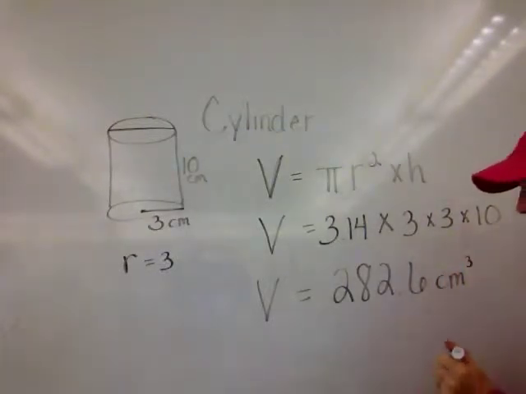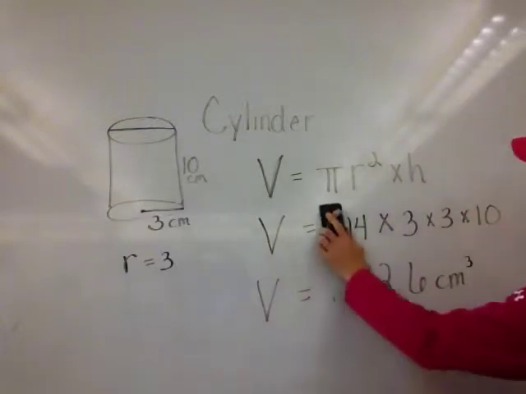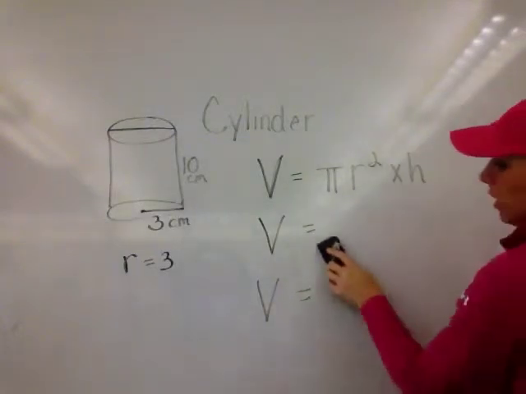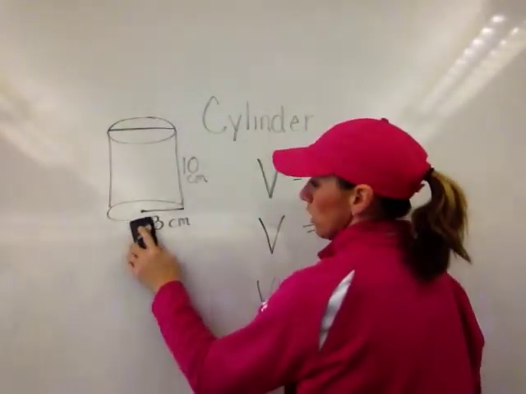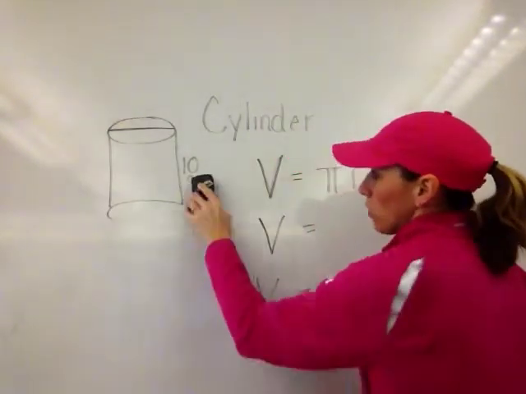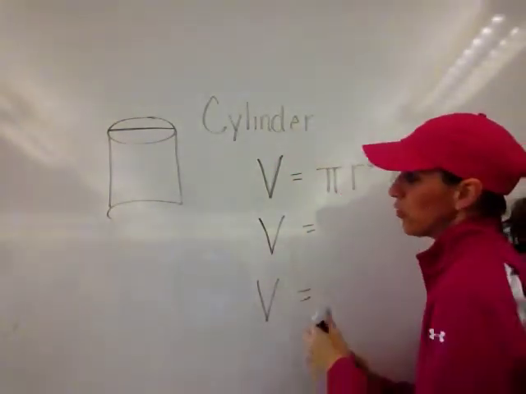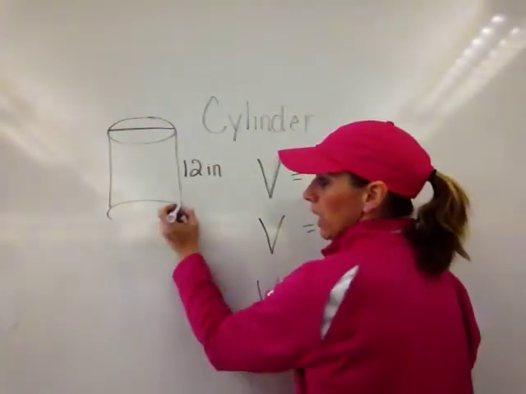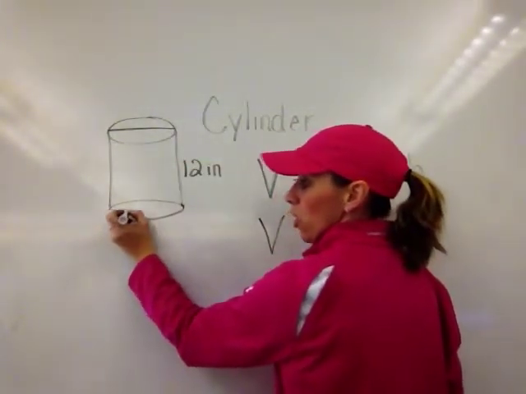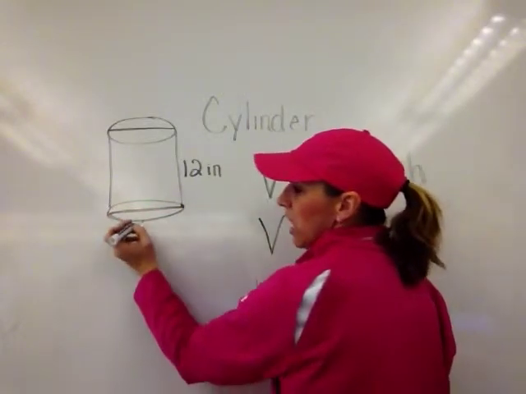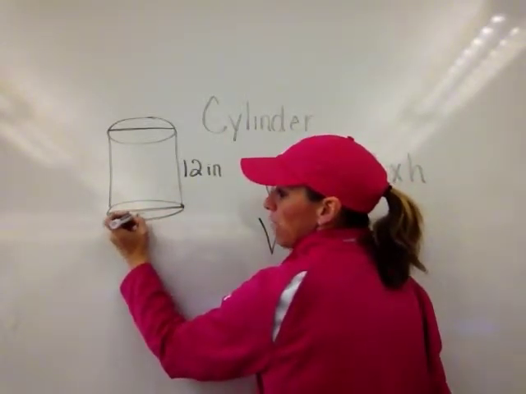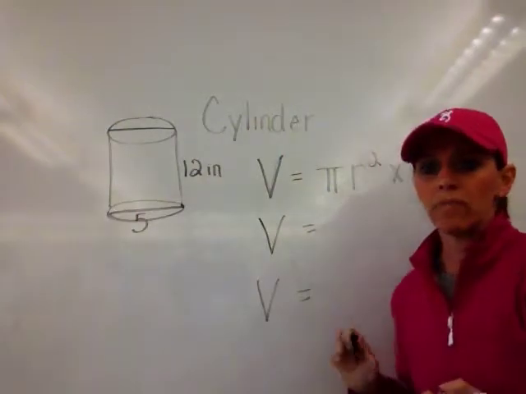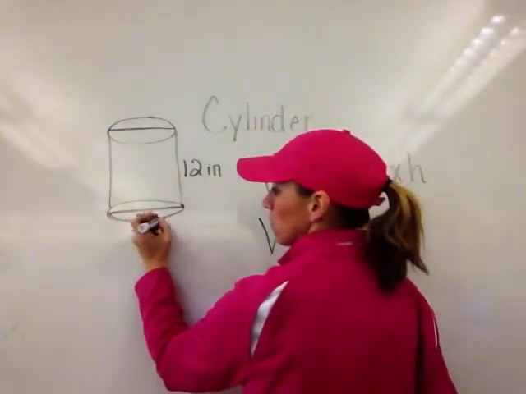Okay, now I want to do another example with you guys. I'm just going to erase part of this right now. Sometimes the trickiest part is when you're working with different cylinders. Let's say the height is 12 inches this time, and we'll do the diameter all the way across. Let's say they tell us it is 5 inches all the way across.